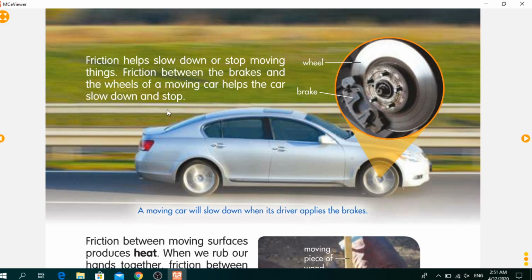Friction helps slow down or stop moving things. How? There is friction between the brakes and the wheels of a moving car. This helps the car to slow down or stop. Or when you ride a bicycle, you can control the speed because there is friction. So friction helps slow down or stop moving things. Great.